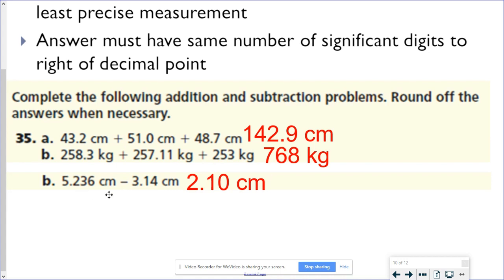And here, this is to the tenth place. This is to the hundredths place. This is to the thousandths place. So your answer comes out to the hundredths place. When you type that into your calculator, you get 2.096. So 2.096, if we round that to the hundredths place, comes out to be 2.10.